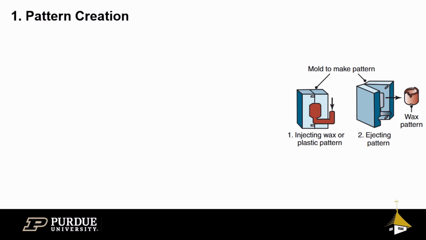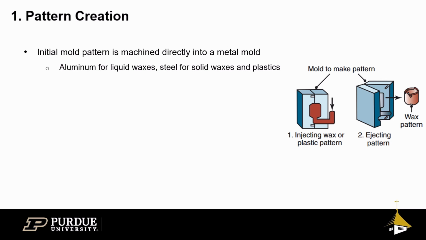The first step to the investment casting process is creating the wax mold pattern. The initial mold is typically created by machining the desired pattern directly into a metal mold. Different metals are better suited for different types of wax, and the wax you plan to inject will determine the initial mold requirements. In general, the liquid waxes are less abrasive and are injected at high temperatures and low pressure, making aluminum a common choice for the metal mold.